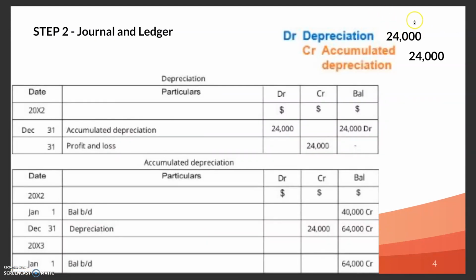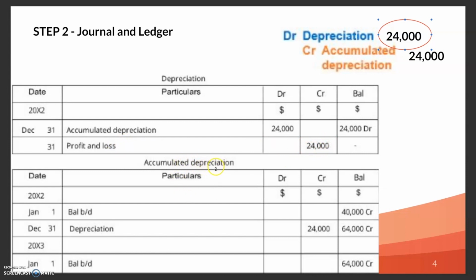After we have calculated the amount, say 24,000, we will post the amount in a double entry where we debit depreciation expense. So go to your depreciation expense account and debit 24,000, and credit your accumulated depreciation account by the same amount. Since depreciation is an expense, we will be transferring the amount to the profit and loss account at the end of the accounting period, which is the same day.